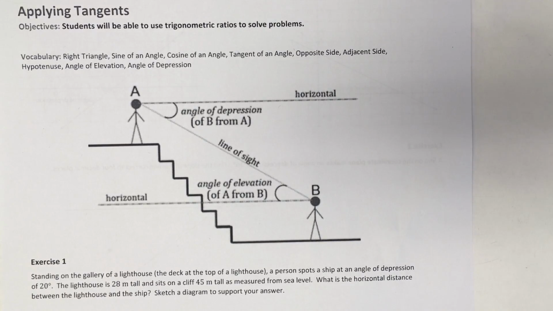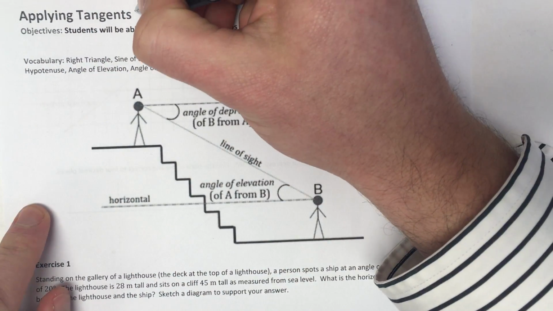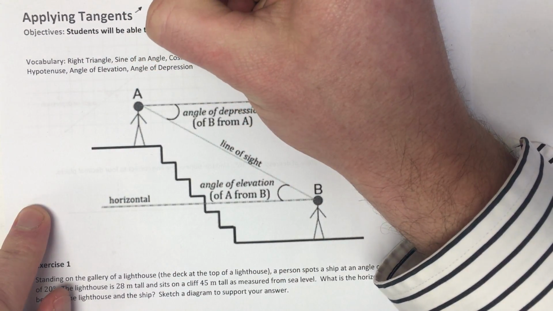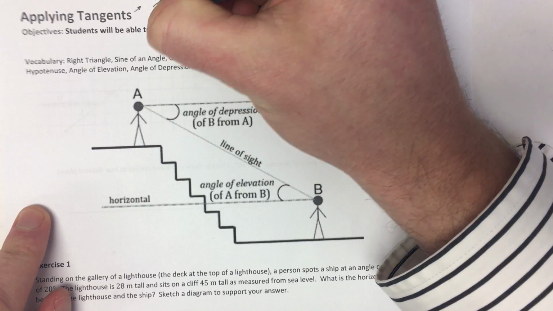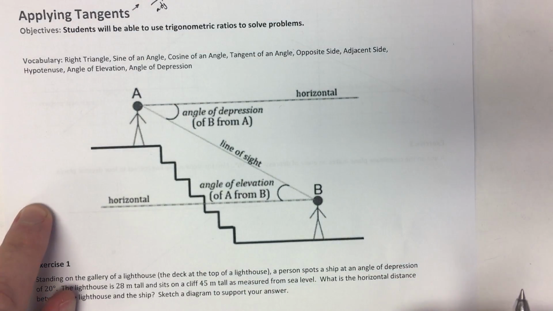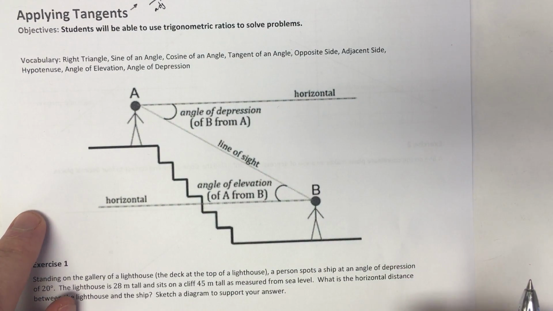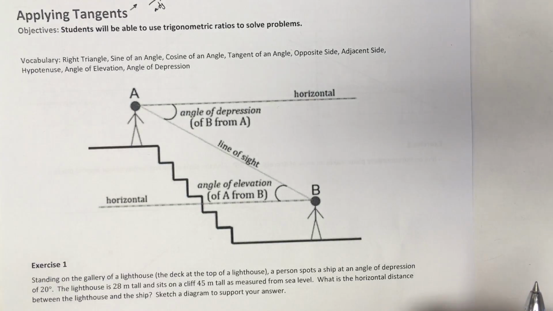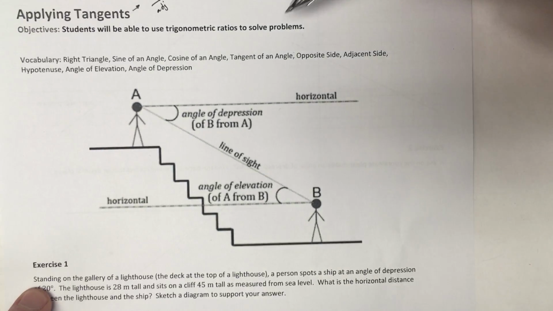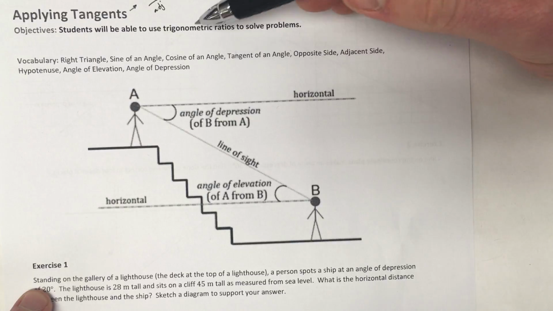Hello. Today we're going to begin talking about applying tangents. There are a few vocabulary words that we'll first have to introduce to make sure you understand exactly how that happens. But to begin with, we just have to make sure we understand that tangent is the opposite over the adjacent. Those scenarios come up fairly often in real-world problems, and we want to make sure you understand how to potentially use this.